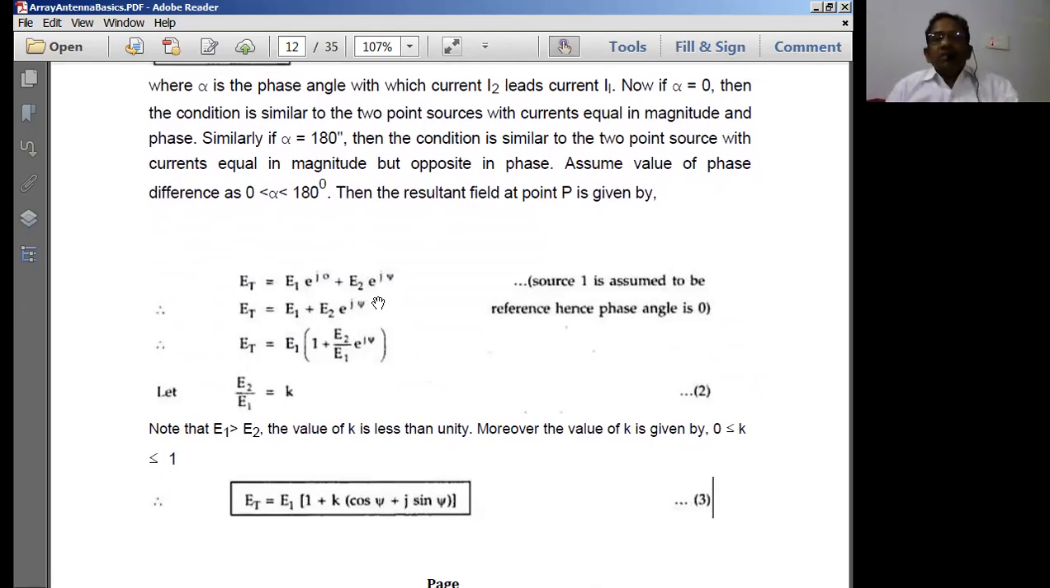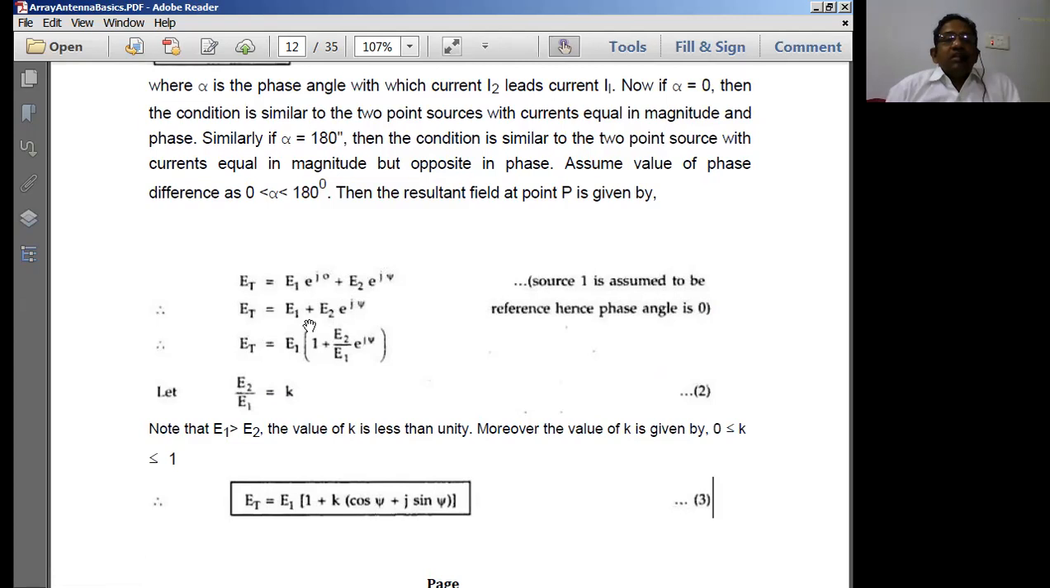Simply E1 plus E2. Now the phase of E1 is 0. Therefore e power j 0, right? Plus E2 e power j psi. Okay. So this is the reference phase. This is the second antenna phase. In the previous case, the resultant was shared because of the two antennas, therefore I put psi by 2. But here only one single antenna is really going to have the effect on the radiation, because only this one is having some angle of radiation.